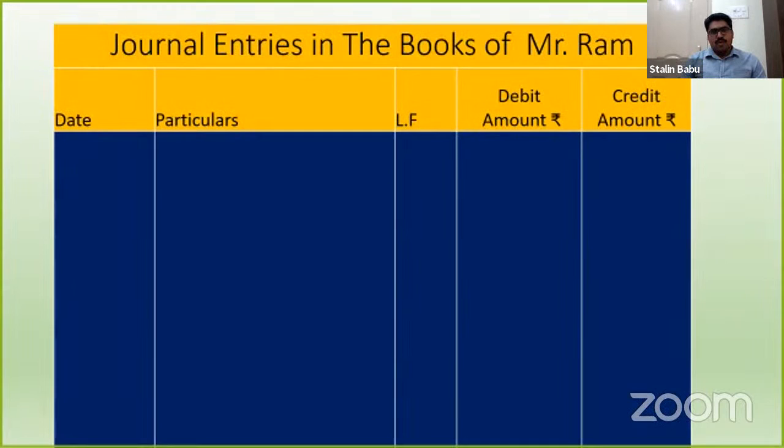Dear children, open your notebook and draw the format of the journal. Does everyone know how many columns are in a journal? There are 5 columns: date column, particulars column, LF, debit amount, credit amount. Draw the 5 columns in your notebook and write the title on the top of the table: Journal entries in the books of Mr. Ram.